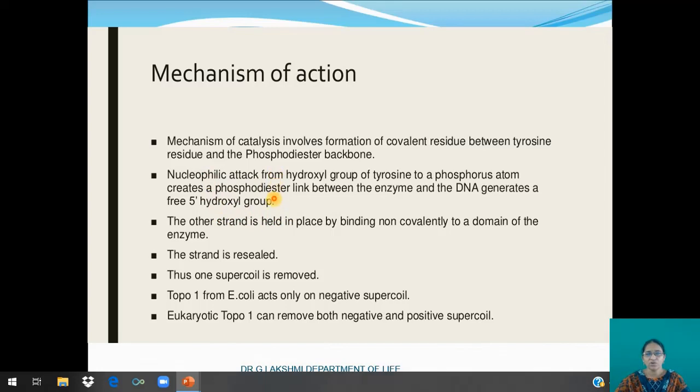See again, the nucleophilic attack from the hydroxyl group of tyrosine to a phosphorus atom creates a phosphodiester link between the enzyme and the DNA, and generates a free 5' hydroxyl group. The other strand is held in place by binding non-covalently to a domain of the enzyme. The strand is again resealed. Thus one supercoil is removed.